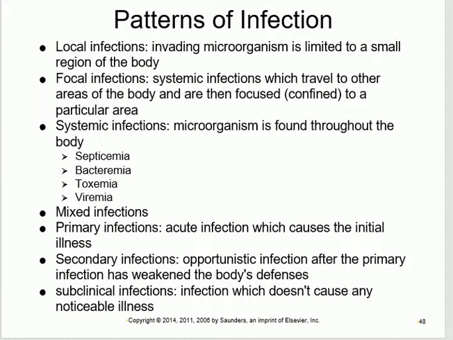Infection, it can be local infection, something invaded this part specifically. It can become focal or systemic. Systemic means spreading all over. And I want you to know what these mean. If you know what emia is, you get everything else. What's emia? Blood. That's it. Bacteremia. What does it mean? Bacteria in the blood. Toxemia. Toxins in the blood. Viremia. Virus in the blood. And so on. Sometimes it is mixed, different types.